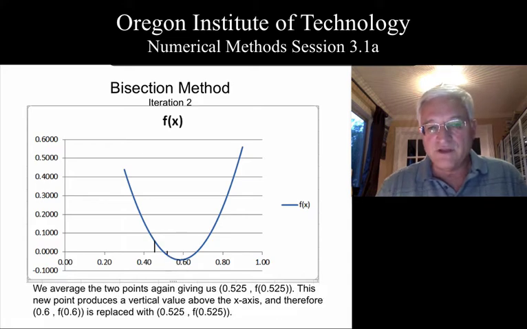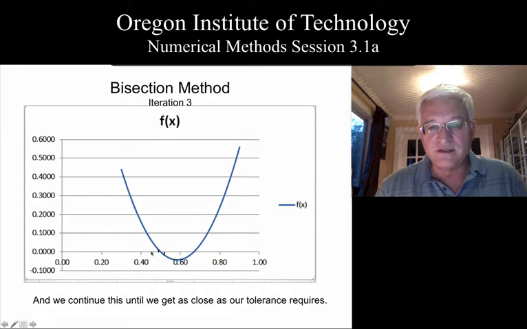And that means we would need to replace the rightmost point with this new value that still produces a pair that straddles the root. Okay, so let's do it one more time just to illustrate the point. If we average these two values, it's pretty obvious that the average value will still be above the line, so we'll replace the leftmost value. And we continue to cut this interval in half and half again and half again until we get close enough.